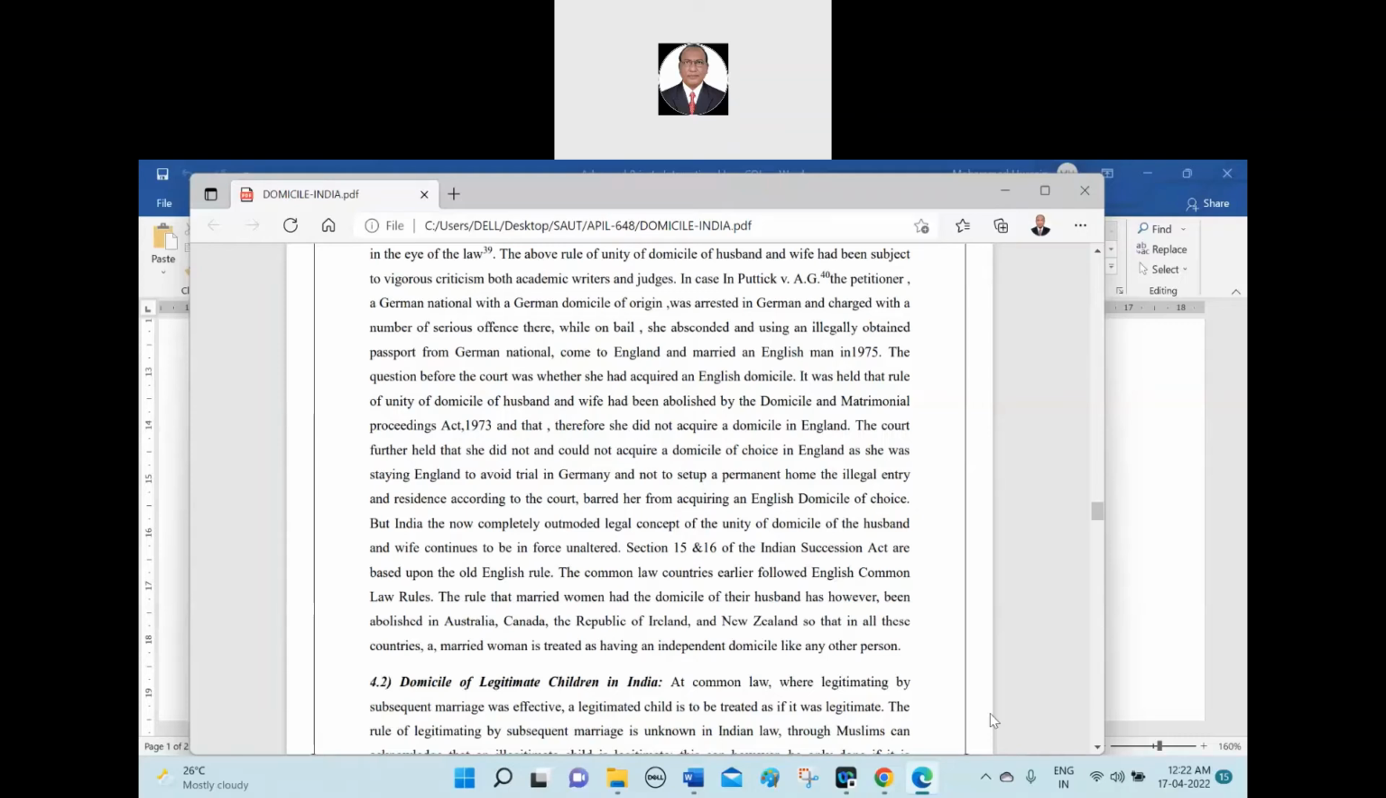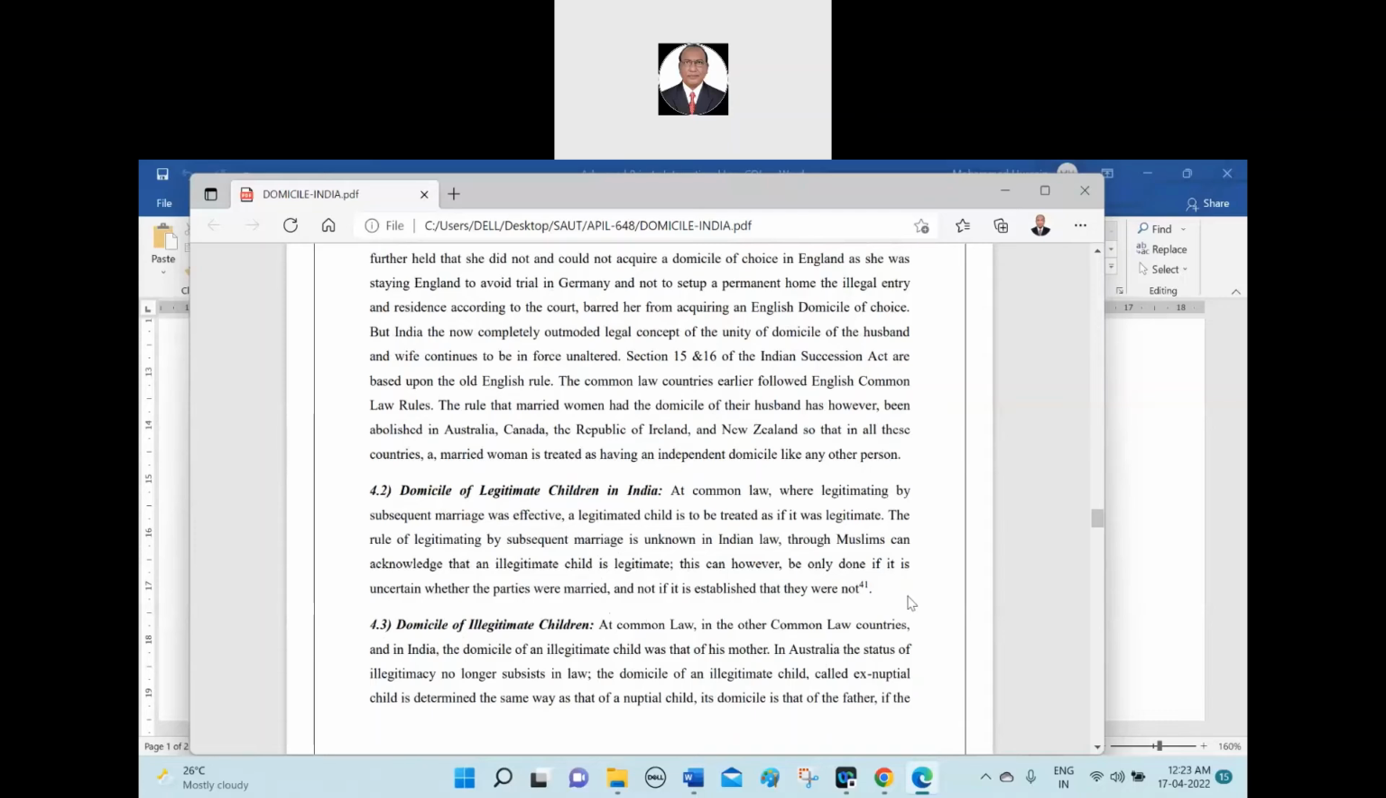Now let us see the domicile of legitimate children in India. As I already told you, for legitimate children, the father's domicile; for illegitimate children, the mother's domicile. At common law, could you read it? The domicile of a legitimate child in India? Can anyone unmute and read?